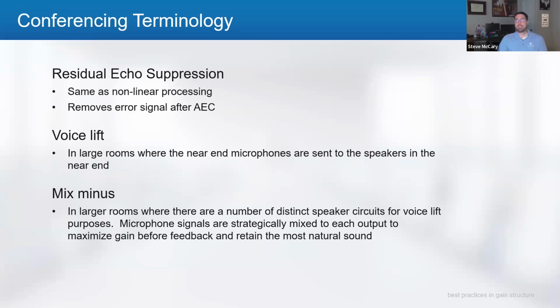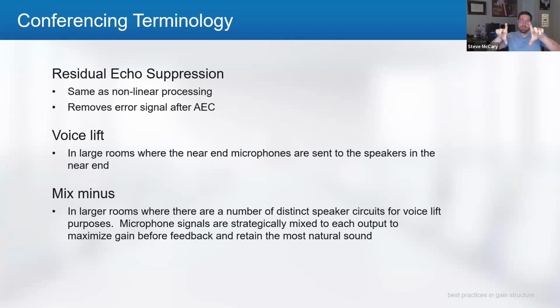We have a couple of things that we can do. We have some residual echo suppression. This just helps us with rooms that are particularly difficult to get through. Voice lift is generally tricky because you are trying to put the microphones from the room into the room and sending them to the far end, which gets a little difficult to then filter out. And then there is mix minus.